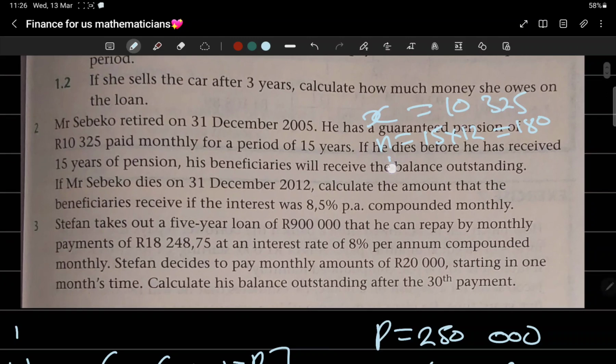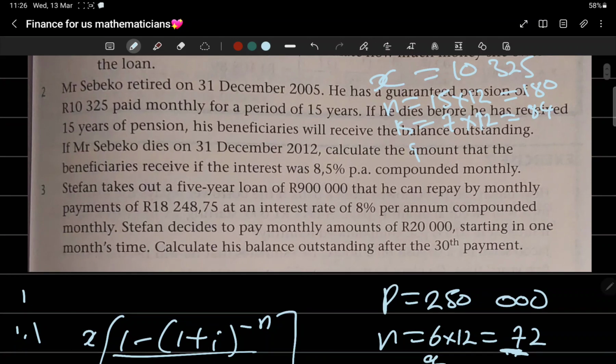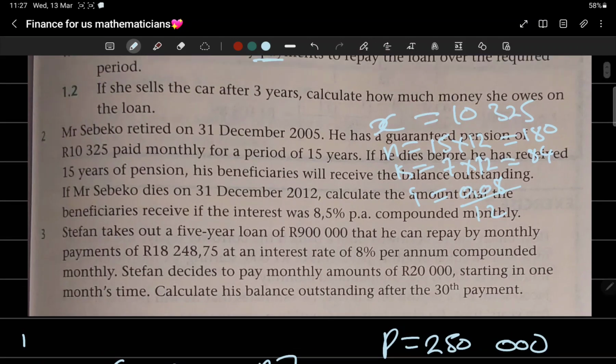And then what is k? Remember, k is the payments which you already got. So you got the payments until 31 December 2012, so 2012 minus 2005. You got the payments for 7 years, so 7 by 12 months. What is 7 times 12? 84. And then i is 8.5%. So 8.5 divided by 100 to get 0.085, then 0.085 over 12 monthly.